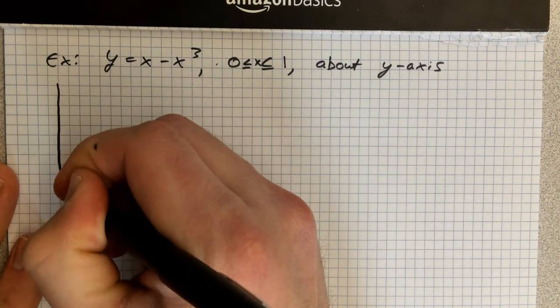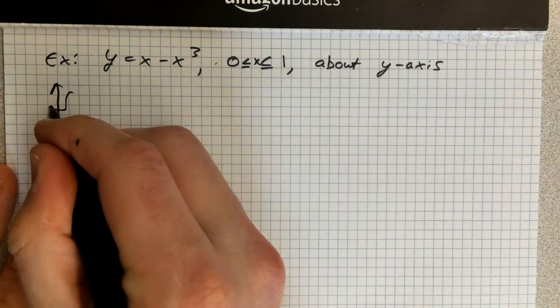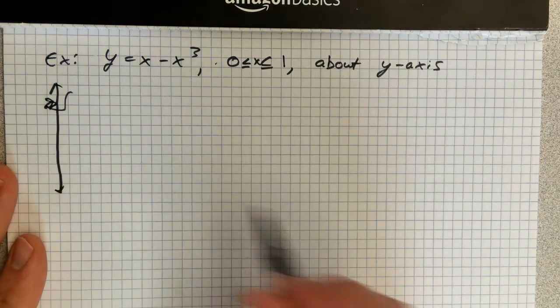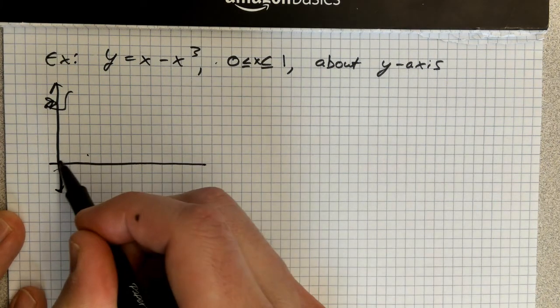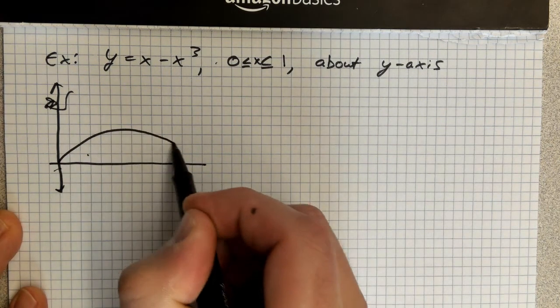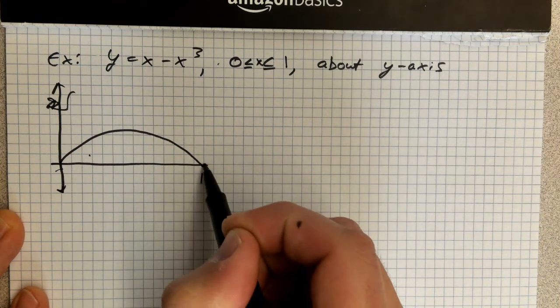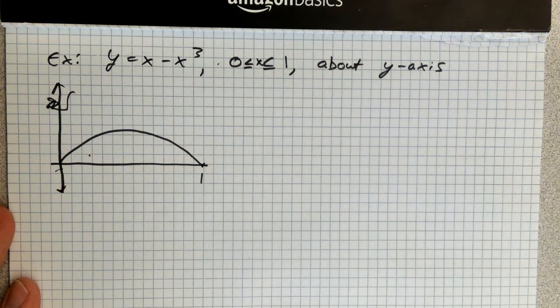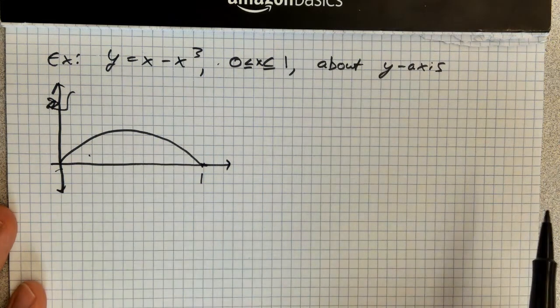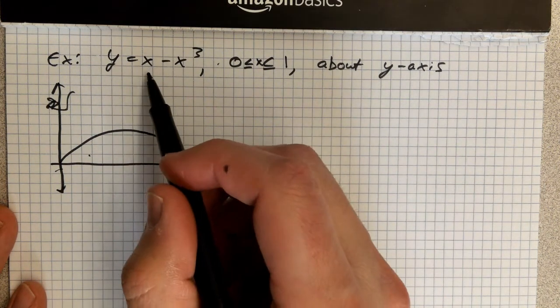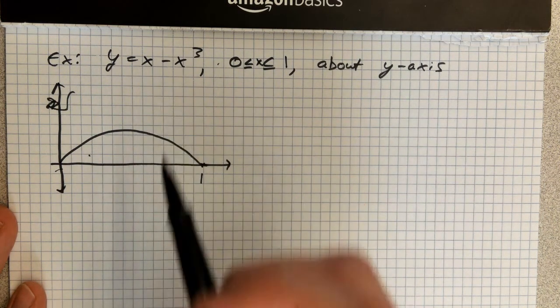So we've got the y-axis here, we're going around the y-axis, and then the x-axis on here. We're starting at 0. It looks something like this on the interval from 0 to 1. Here's 1. And like I said, we're rotating around the y-axis. So this function is in terms of x, right? It's y equals x minus x cubed.